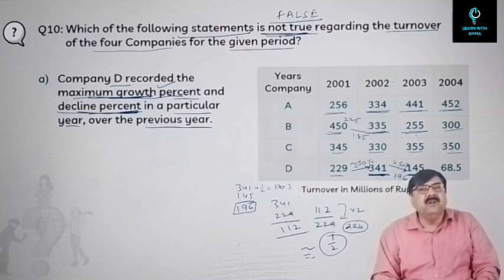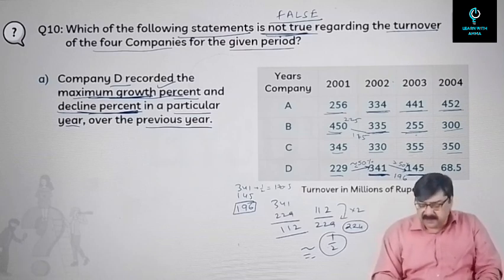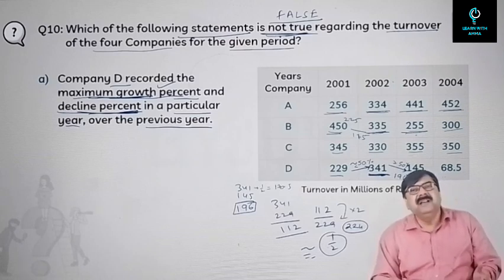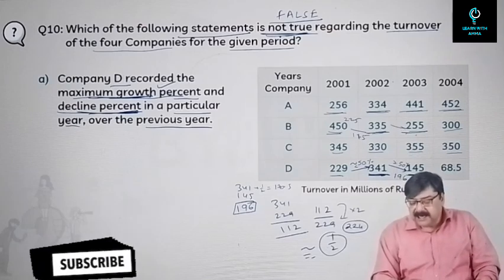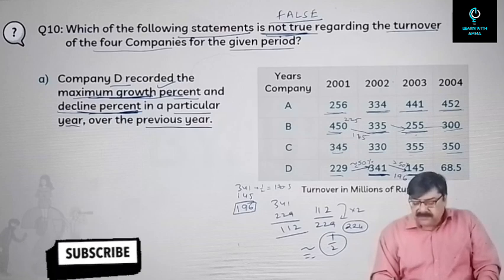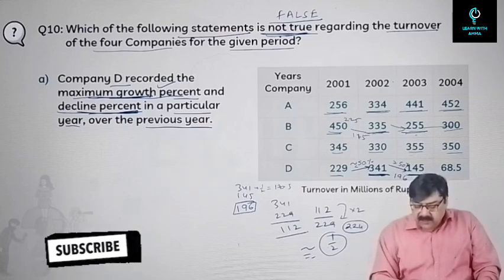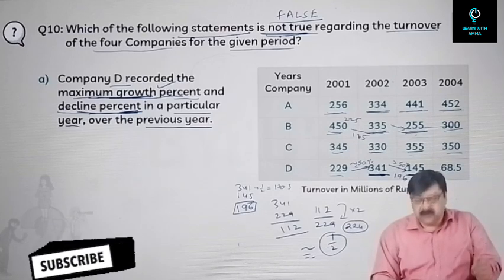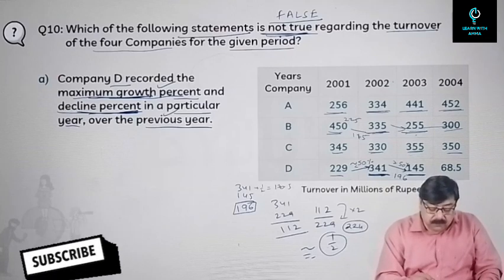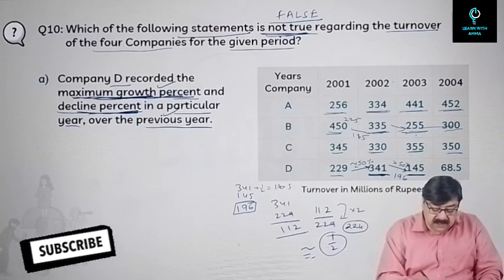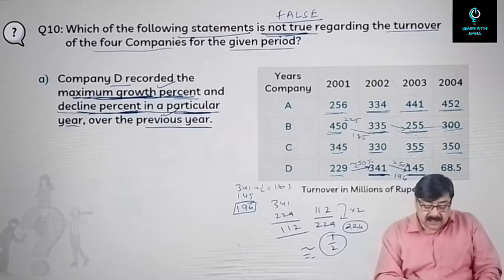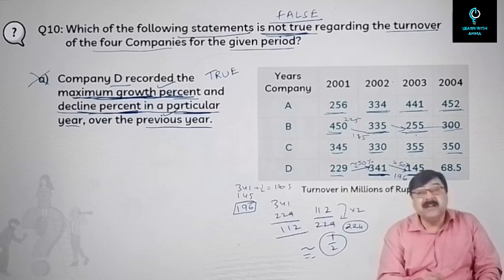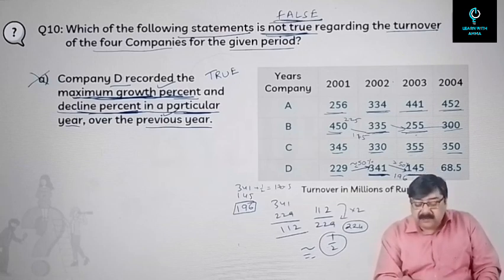335 to 255 also, the decline is lesser than 50% because 50% of 335 is a little greater than 165. And here the decline is not even 100. 255 to 300, there is no decline. 345, 330, very close to each other. So even this is fine. So both these parameters happen to be correct for D. So as the statement given in choice A is true, hence it cannot be our answer. Why? Because we need a statement which is false.